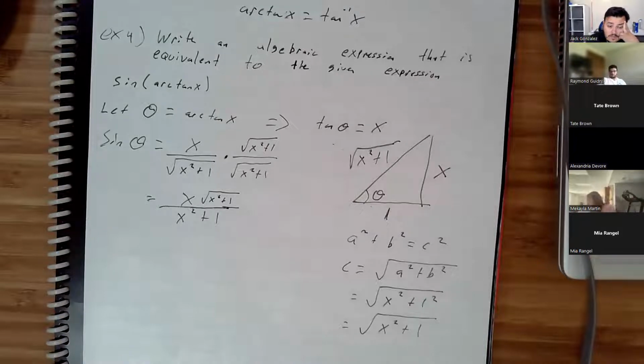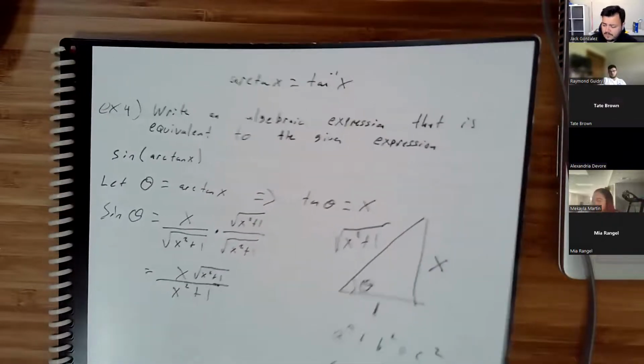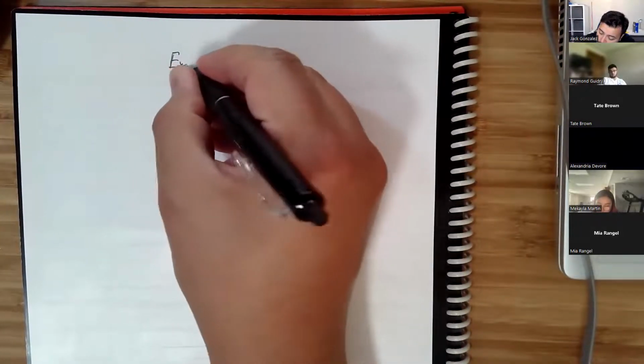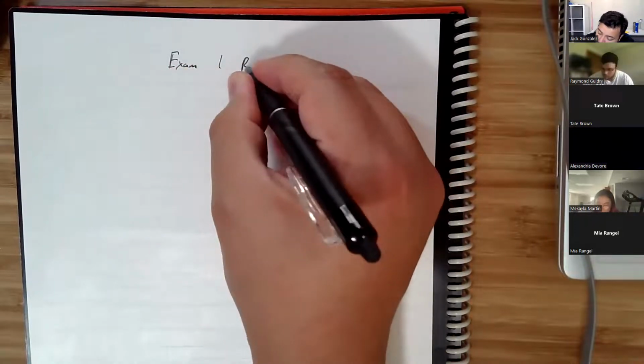As far as how many steps, the more the better, but certain basic steps can be skipped, of course. Just don't skip too many. Just be careful. That makes sense? Okay. All right, exam 1 review. Let's get started.